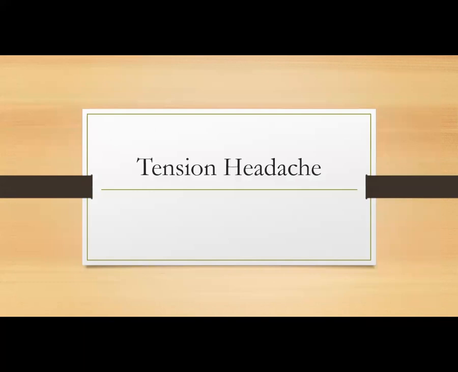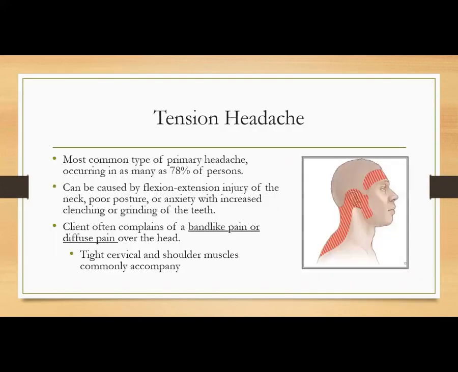So the next one we're going to be talking about is our tension headache. Your tension headache is the most common type of primary headache, which occurs in as many as 78% of people. It can be caused by the flexion extension injury of the neck, poor posture, or anxiety with increased clenching or grinding of teeth. So if you grind your teeth, it can cause tension through here. And it makes sense when you're looking at the location of where they're having the tension headache. My jaw is here, I'm clenching my teeth, and then it's causing that kind of pain through here.